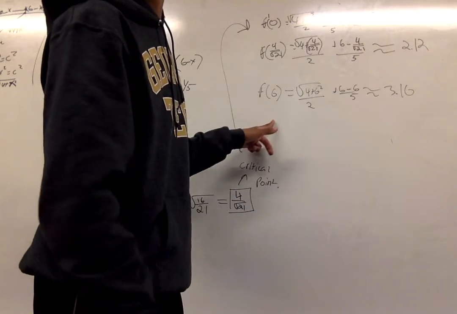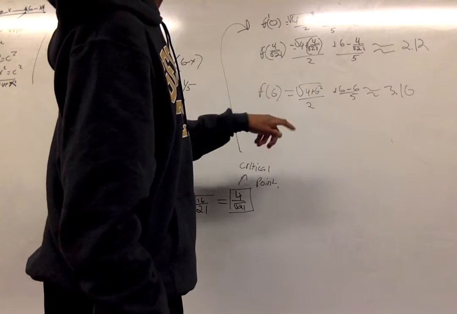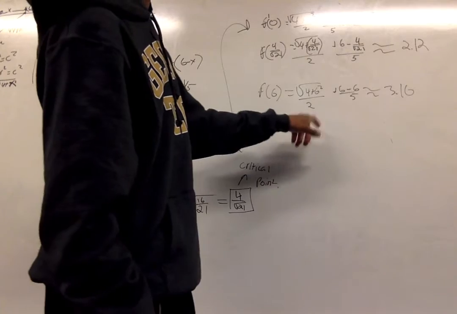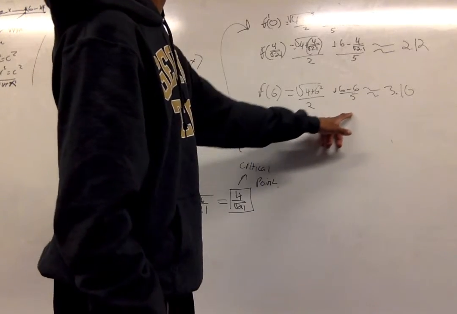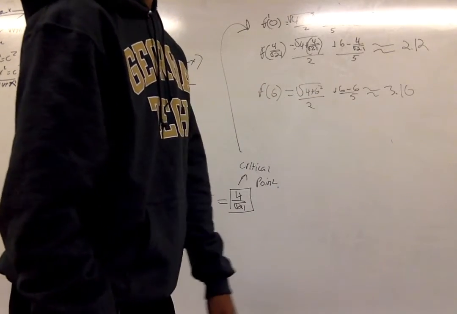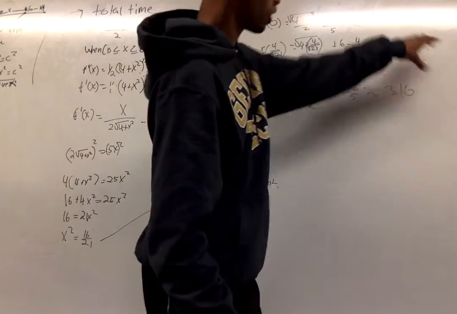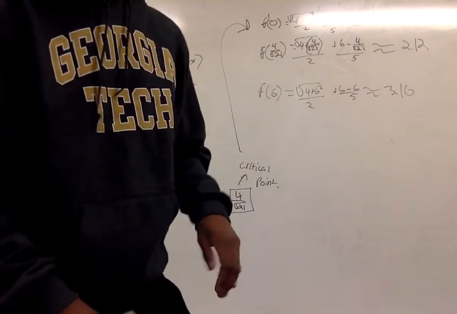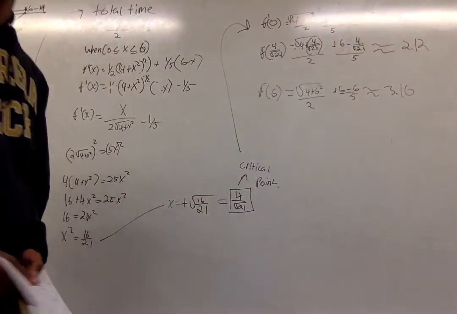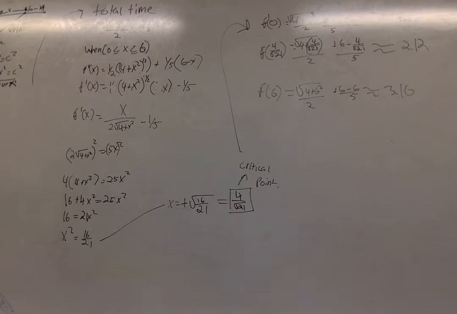And we plug in our last endpoint, 6, and get square root of 4 plus 6 squared over 2, plus 6 minus 6 over 5. And that's approximately 3.14. So we know that our critical point that we found right here is going to be the distance that she needs to cross at in order to make it the shortest time.